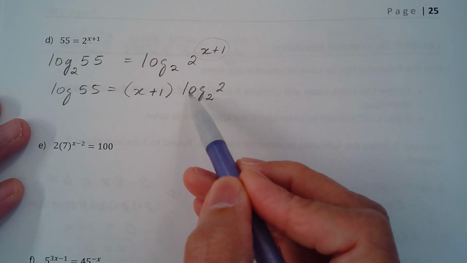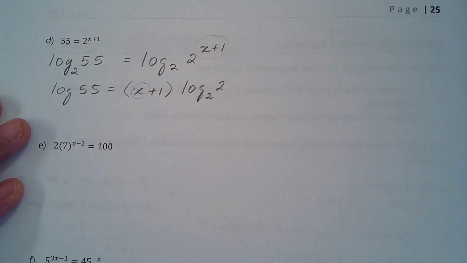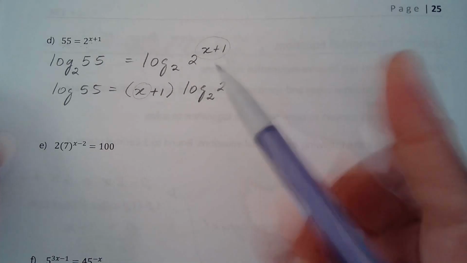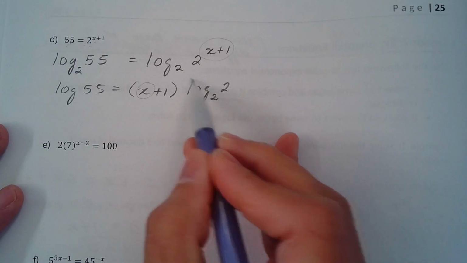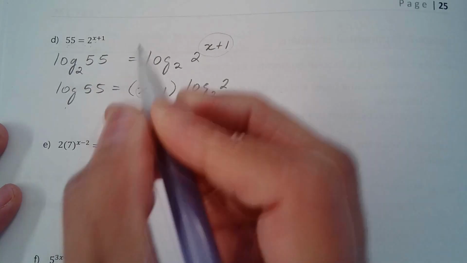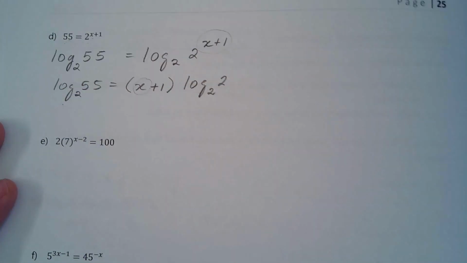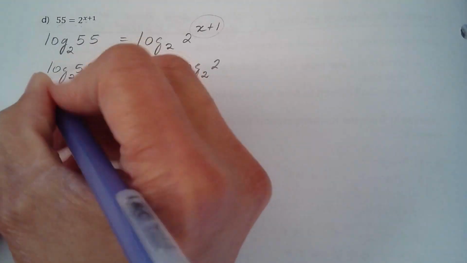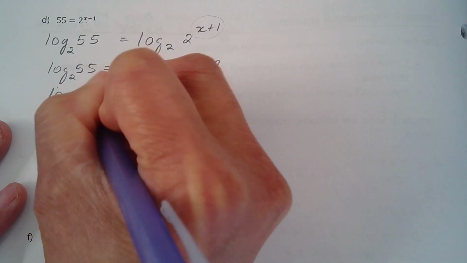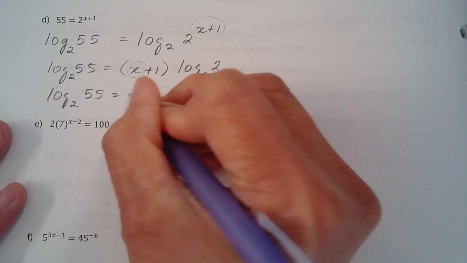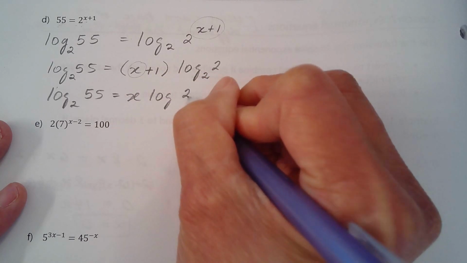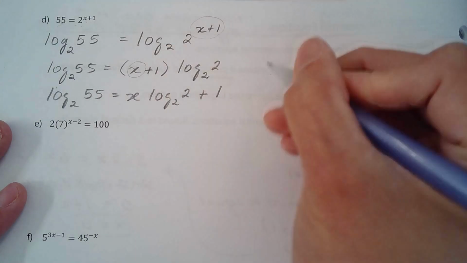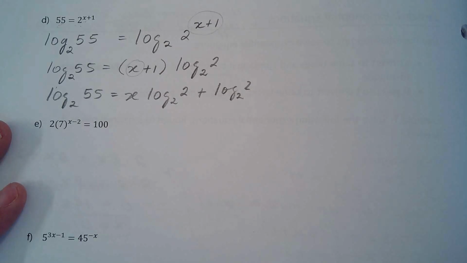Now let's see here. What can we do? We're trying to solve for this x here, have it alone. But we can't because this is inside the brackets. So what we can do is multiply it in. Okay, I'm going to keep my base 2 here. So if I multiply it in, it's going to be log 55 base 2 equals x log 2 base 2 plus 1 times log of 2 base 2.